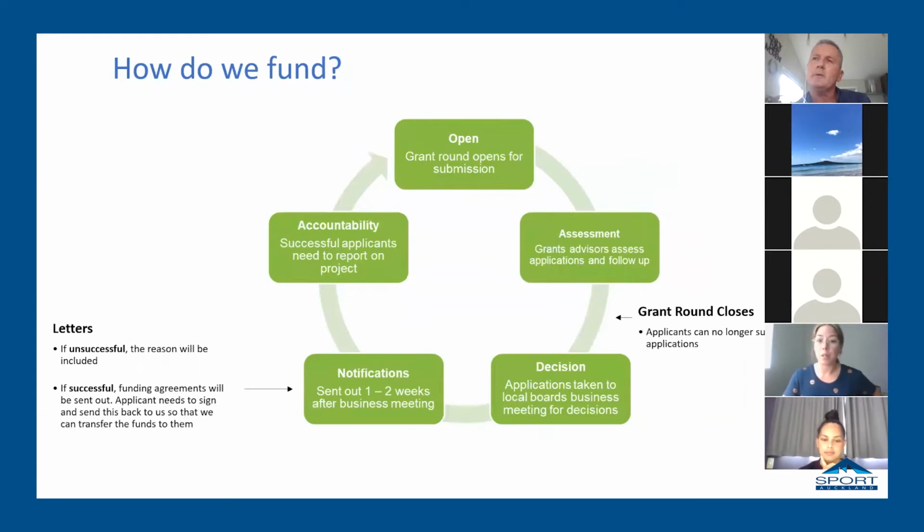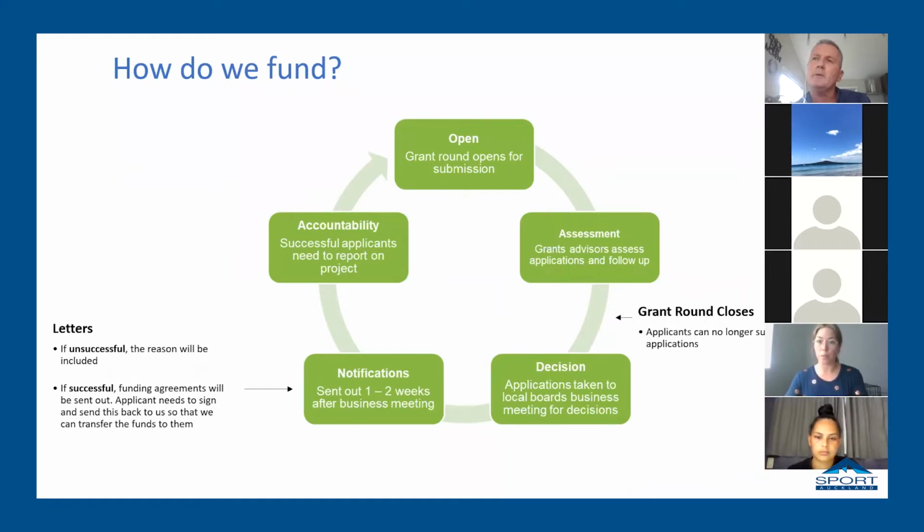Thank you. So as you can see here, there are a few different steps for the grant. The process starts with creating rounds. Each local board has different rounds, opening and closing dates. They're usually around the same time, around the same month. After the closing date, the local board and the grants advisors will meet to make a final decision on who gets what and how much they get. Once you apply, your application will get assessed by myself based on the information you have provided.